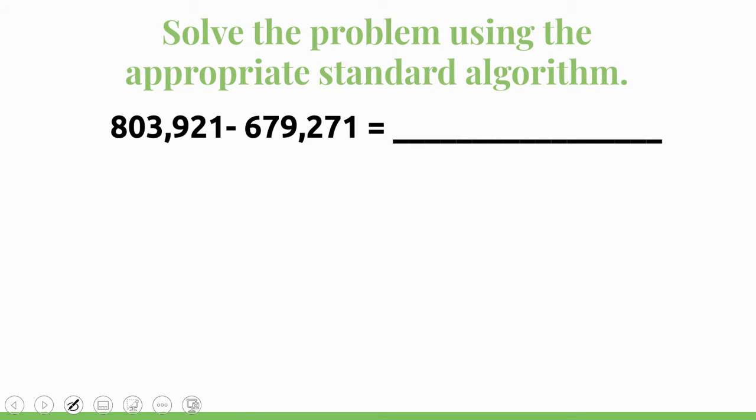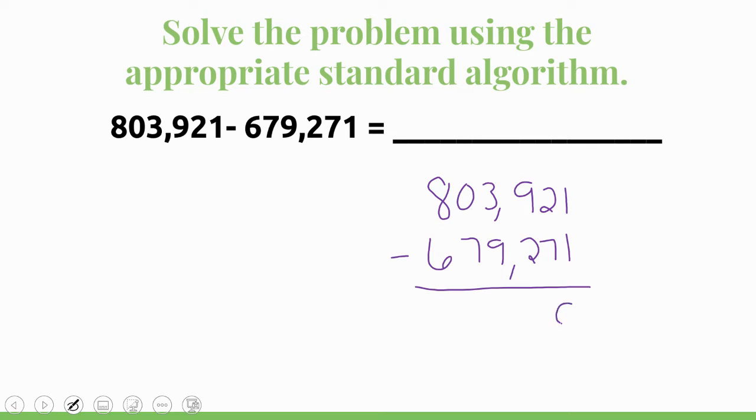Alright, this next problem. 803,921 take away 679,271. So I have 803,921 take away 679,271. 1 take away 1 gives me 0. 2 take away 7, that's not going to happen. So I'm going to turn this 9 into an 8, this 2 into a 12. 12 take away 7 is going to give me 5. 8 take away 2 gives me 6.